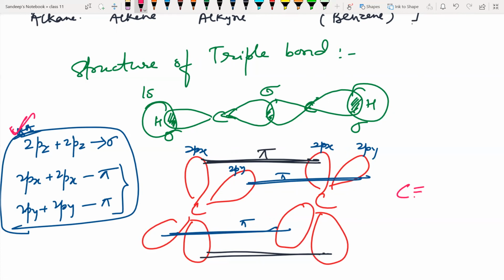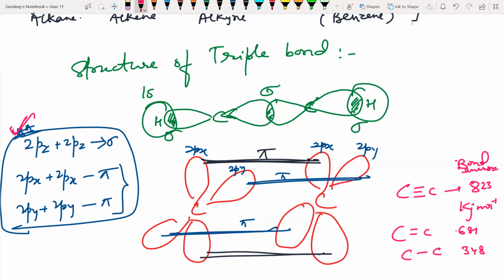So the carbon-carbon triple bond strength is very high, 23 kilojoule per mole. This is the bond strength, bond energy. Carbon-carbon double bond is 681, whereas carbon-carbon single bond is 348. So you have to keep this in mind. These data are important for your exam.